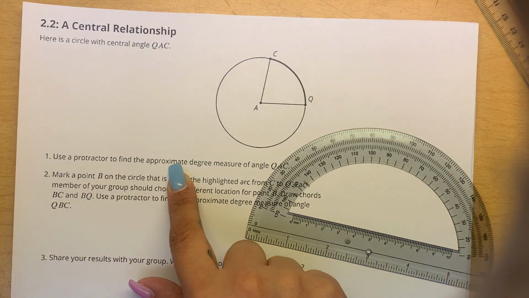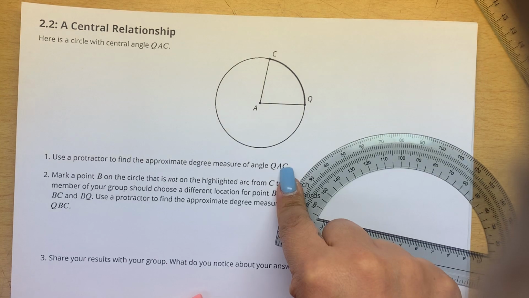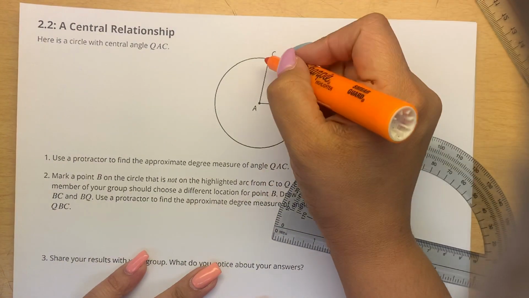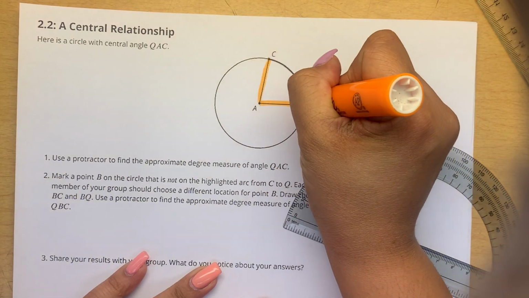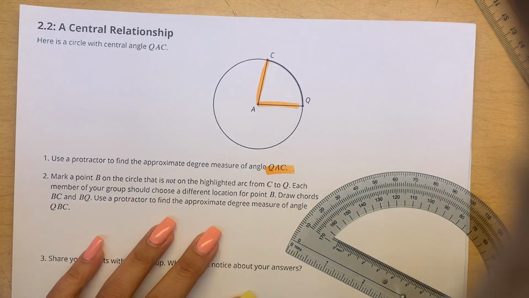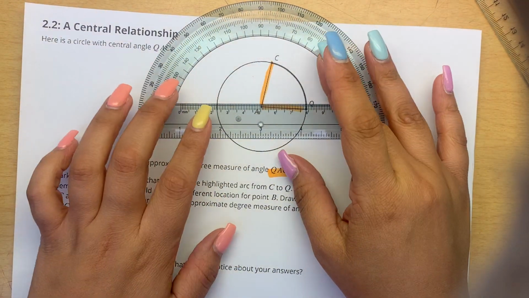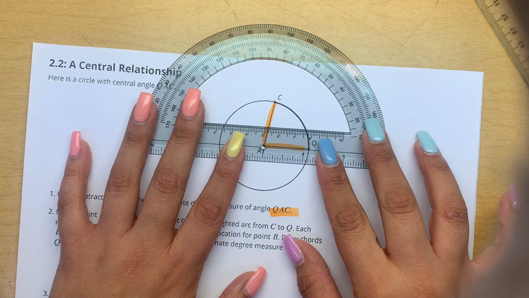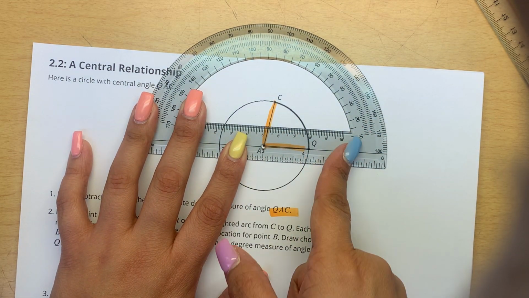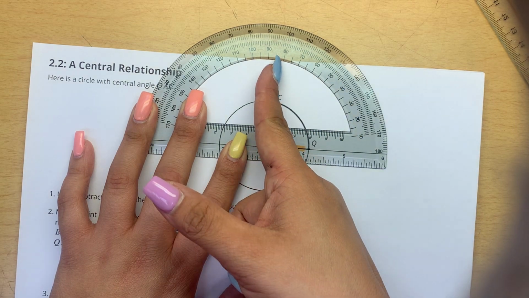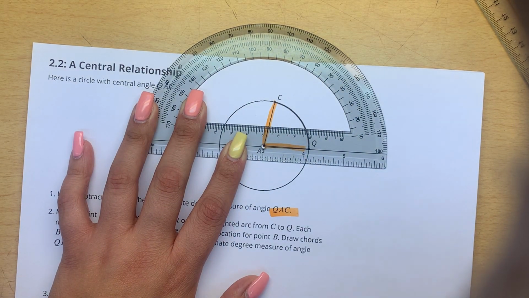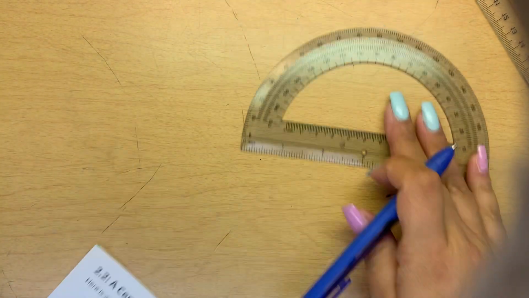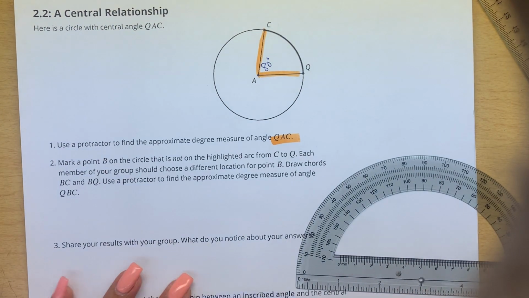It says use a protractor to find an approximate angle measure for angle QAC. Angle QAC starts at Q, goes through A, ends at C. So QAC is this angle here. Let's find the measure of this angle. If I put the center point here and line up these lines, let's see where it ends up. You start from here, 10 going up through. It looks like it's 80 degrees to me. So I'm going to go ahead and say that. If you want to be more precise, knock yourself out, but 80 seems pretty good to me.